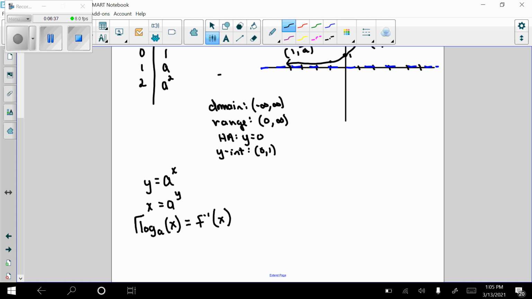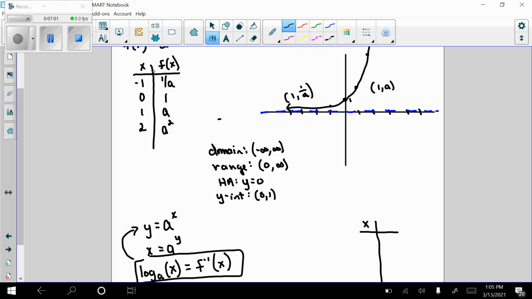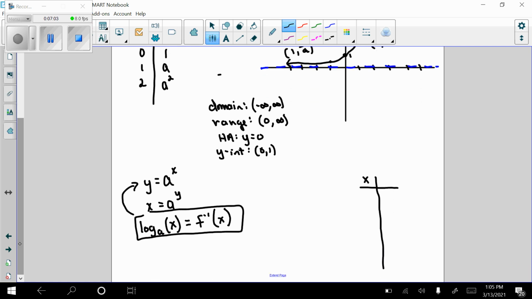So here's the inverse of that exponential function. If you think about the way inverses work, one way to find the points is to just switch the x and y in your original function. So if I go back to my original chart that I have here, f of x, all I have to do is switch those. So I'm going to do f inverse of x.